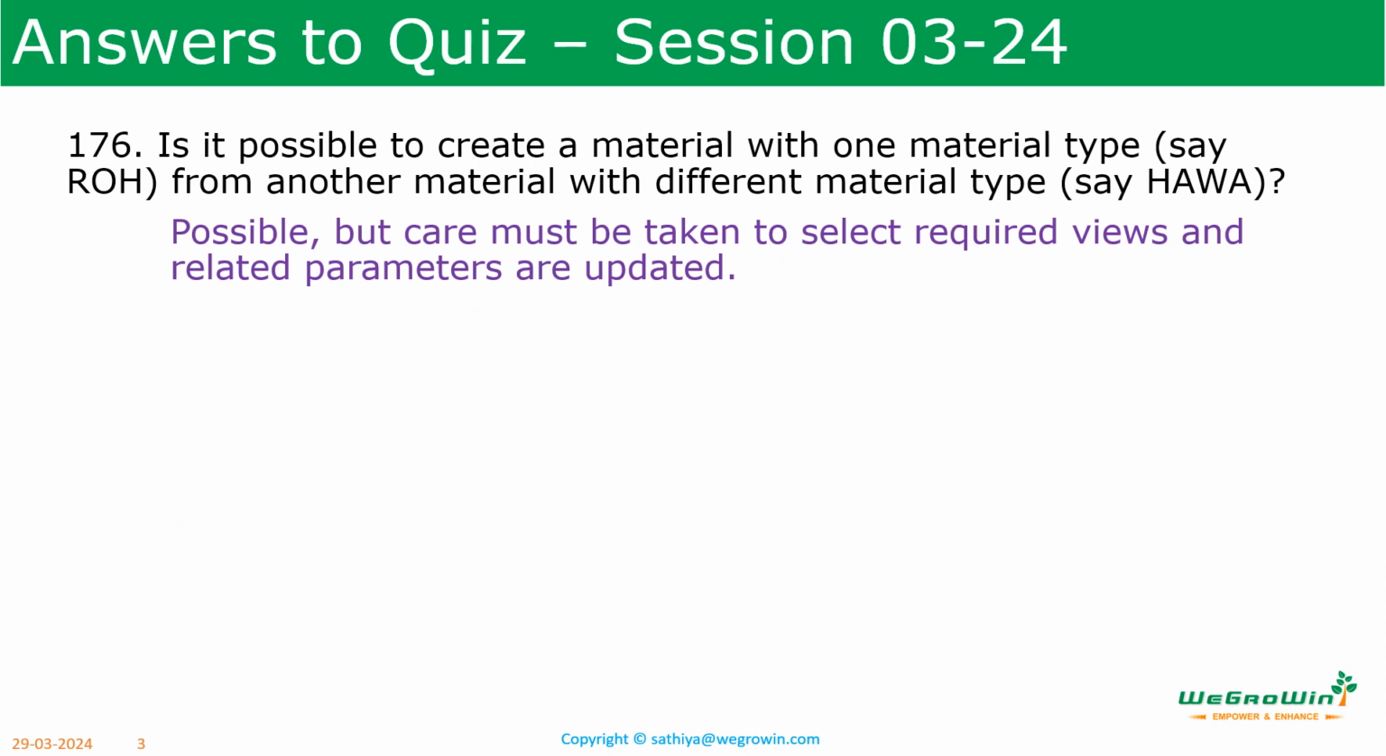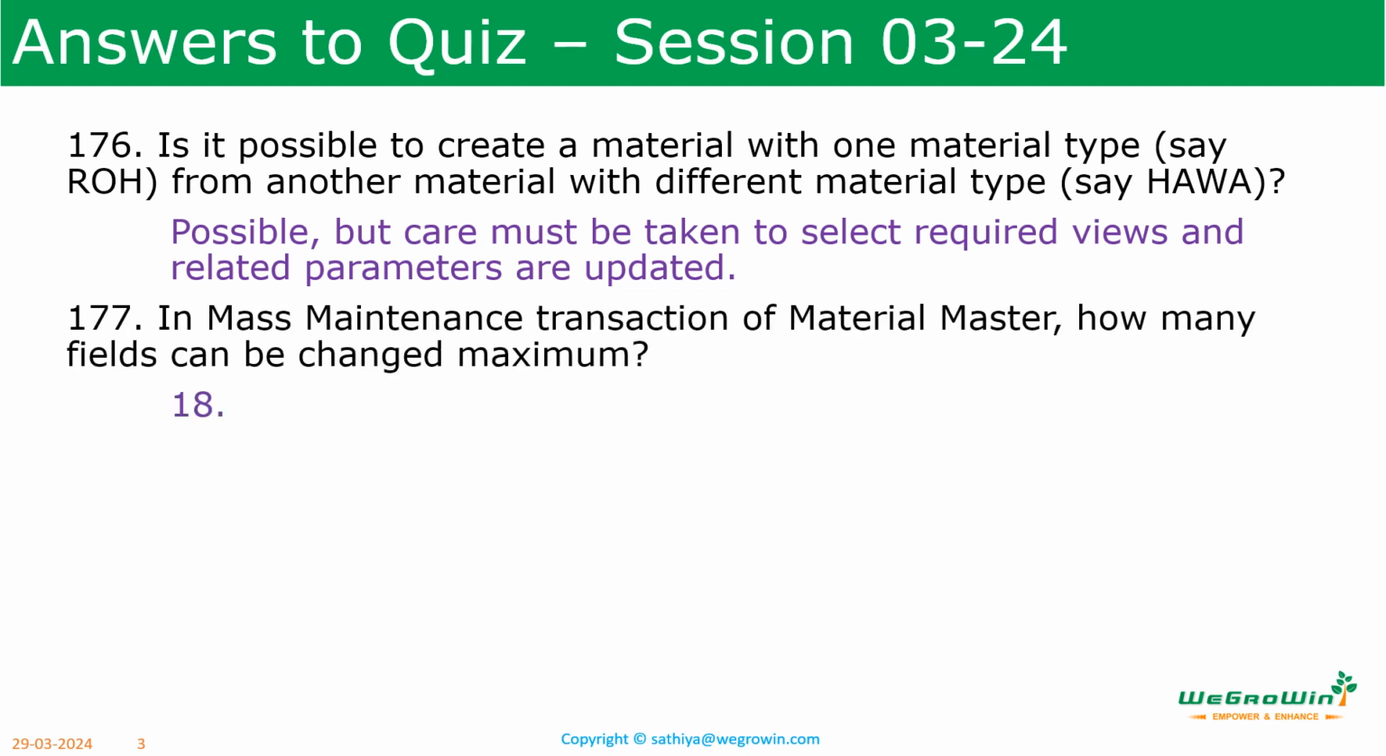Is it possible to create a material with one material type like ROH, raw material type, from another material with a different material type like trading goods, HAWA? It is possible, but at the same time, we need to be very careful, because based on material types, views also may change, and also many parameters might have default values. Those things we need to check, and then we have to update them. In the mass maintenance transaction of material master, how many fields can be changed maximum at a point of time? 18 fields we can select and change.